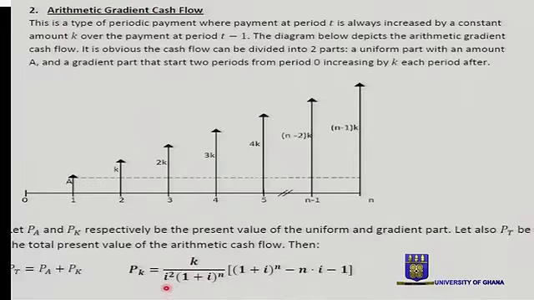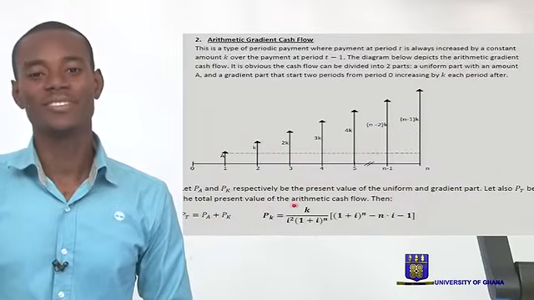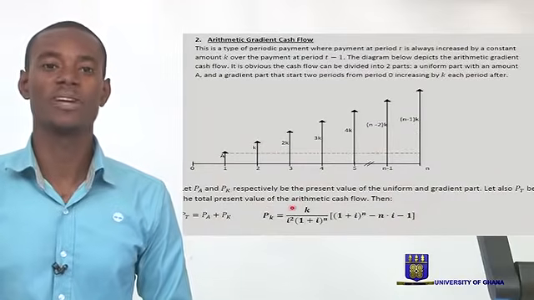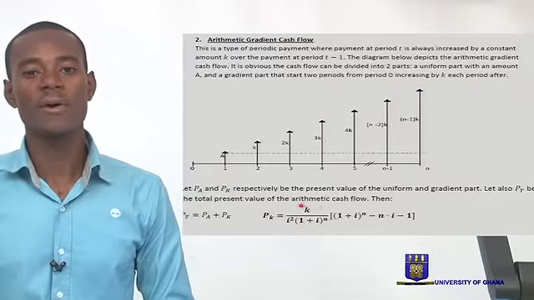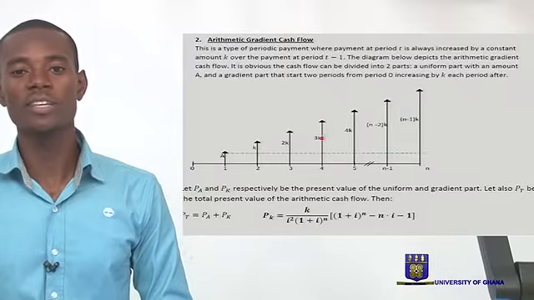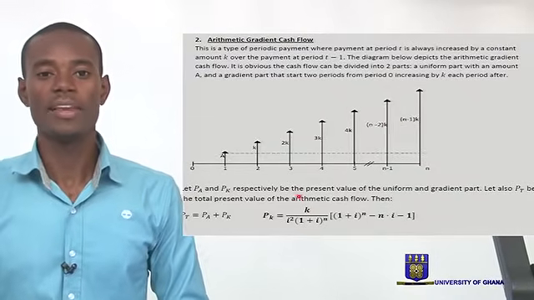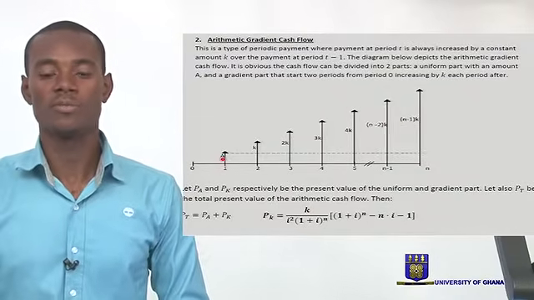K over I squared, 1 plus I to the power n into bracket 1 plus I to the power n minus n I minus 1. Quite a cumbersome formula, but well, you get used to it as we use it or as we practice it. But remember here that our K is only this increasing sum, and then our A would be for this one.